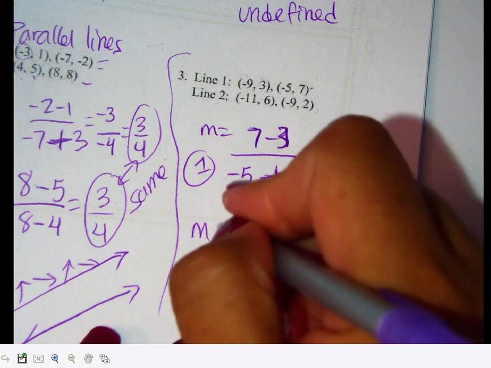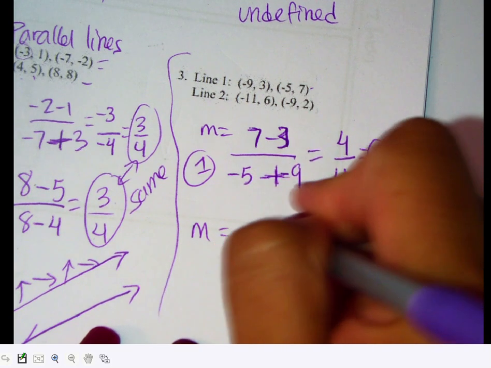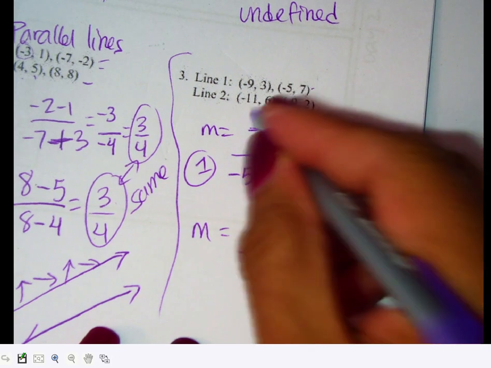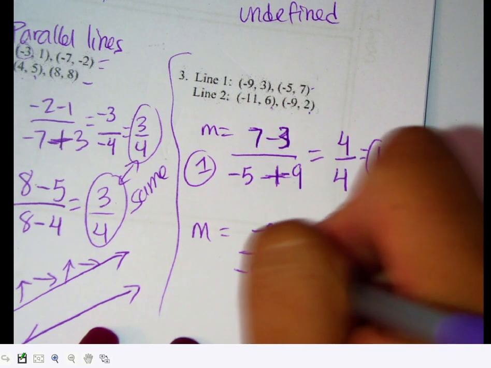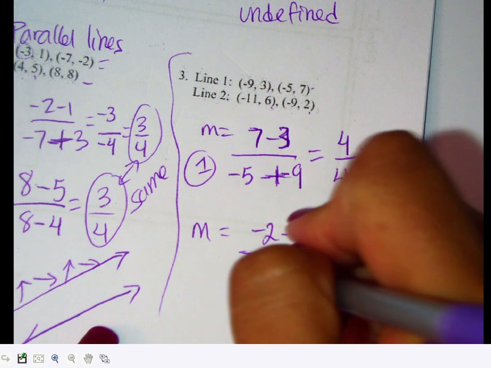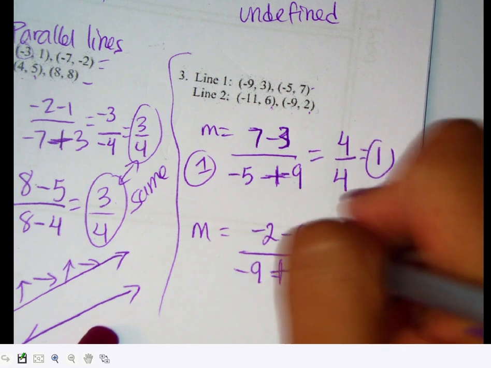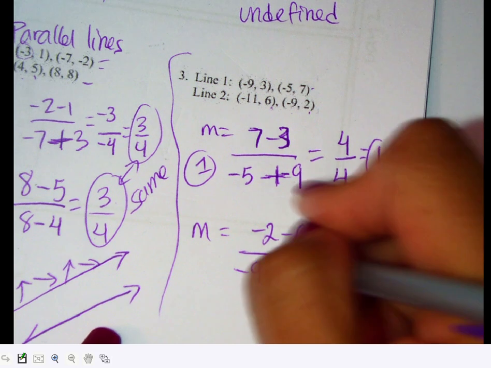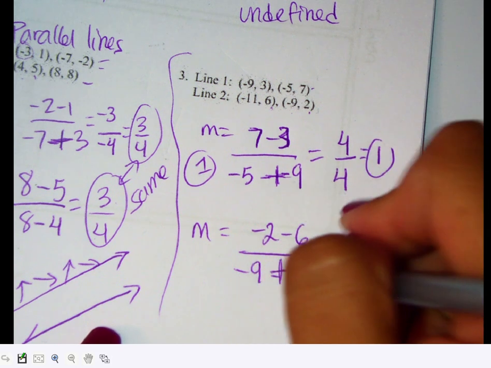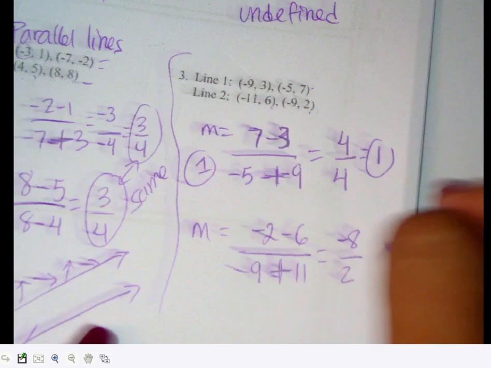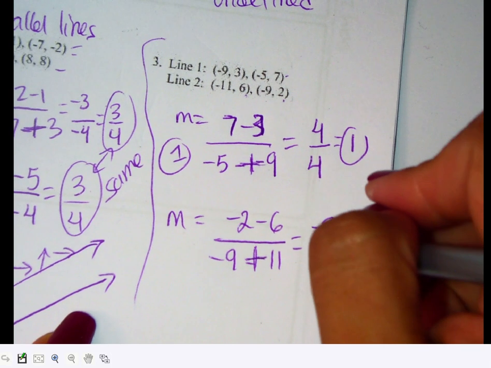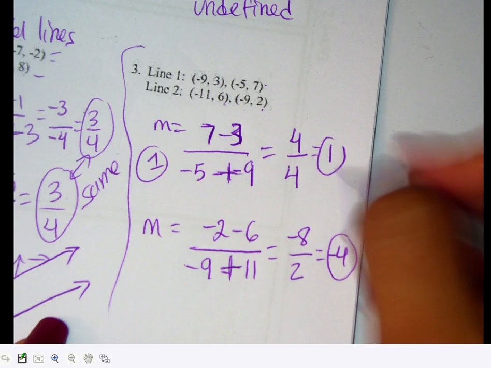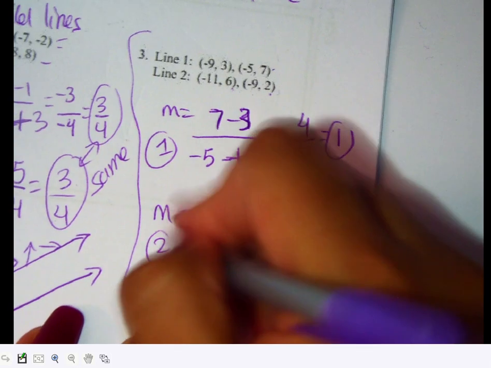The slope for the second one is going to be negative 2 minus 6, y2 minus y1, over x2 minus x1, negative 9 minus negative 11. Minus negative becomes a plus. So we have negative 2 minus 6, which is negative 8, and negative 9 plus 11, which is positive 2. 8 divided by 2 is 4, so negative 4. This one is neither. There's no relationship here.